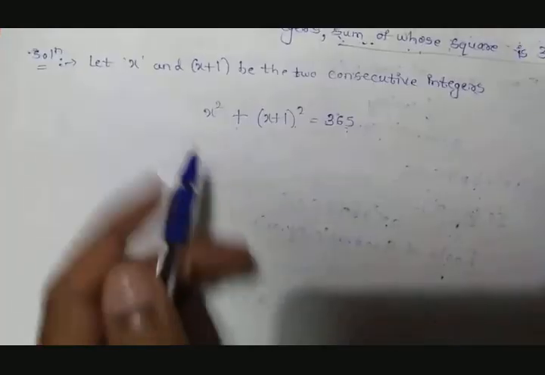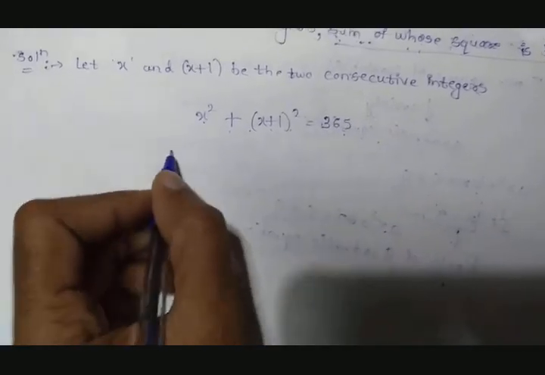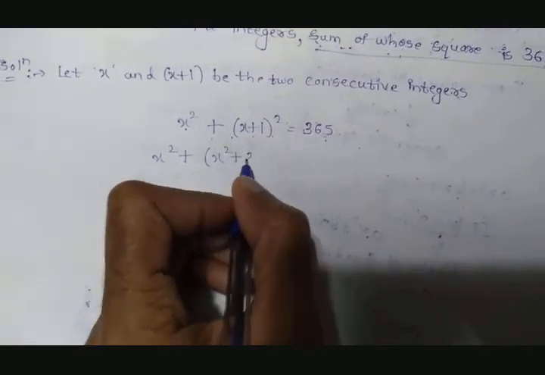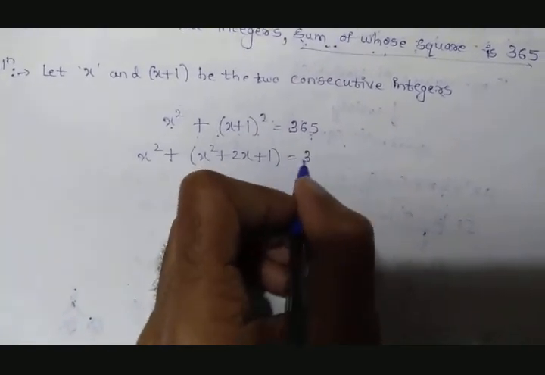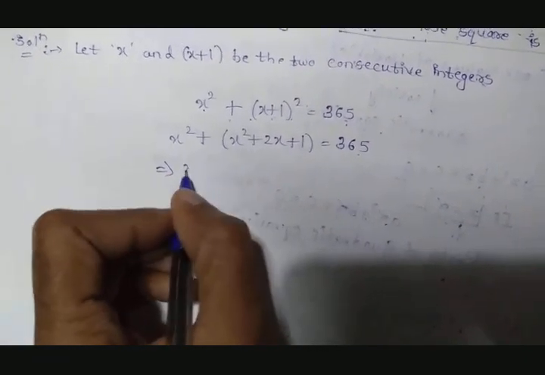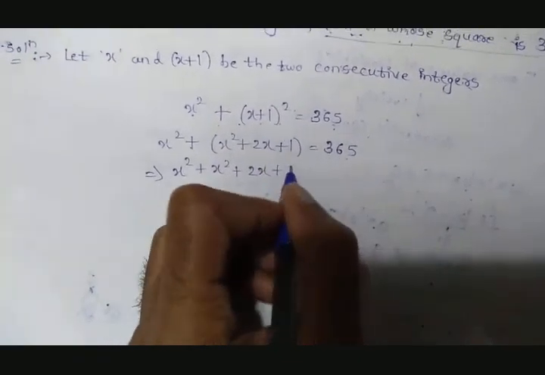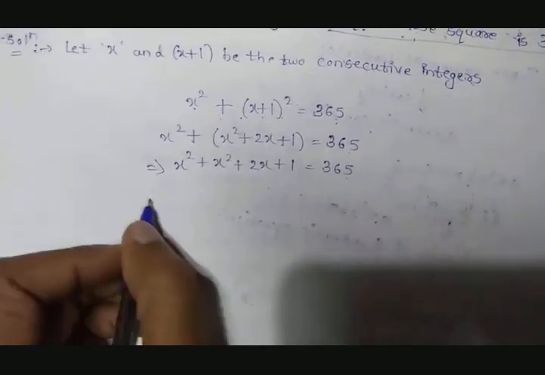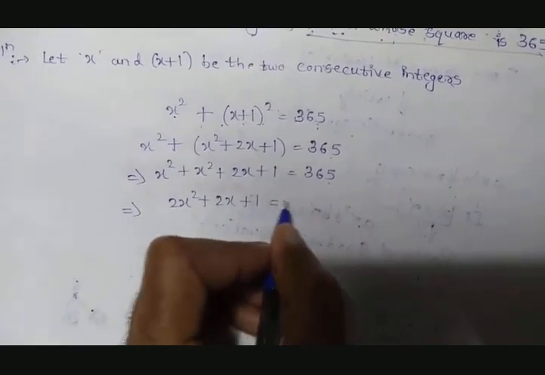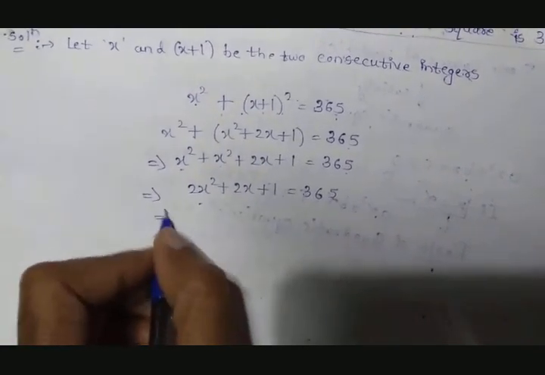Now it is quite simple. Just expand it using the a plus b whole square formula. x square as it is, so this turns out to be x square plus 2x plus 1 equals 365. Now just removing the brackets, x square plus x square, this implies 2x square plus 2x plus 1 equals 365.